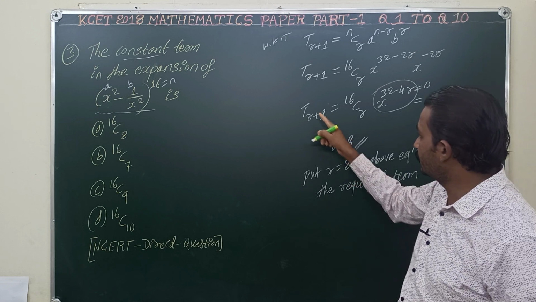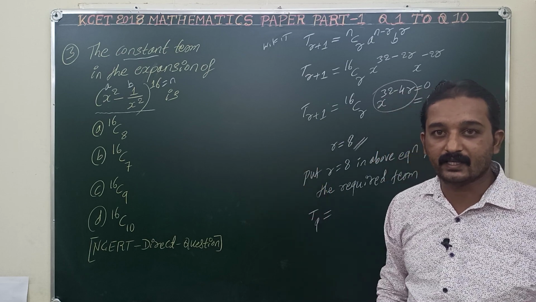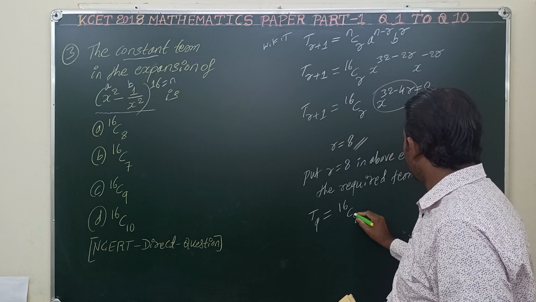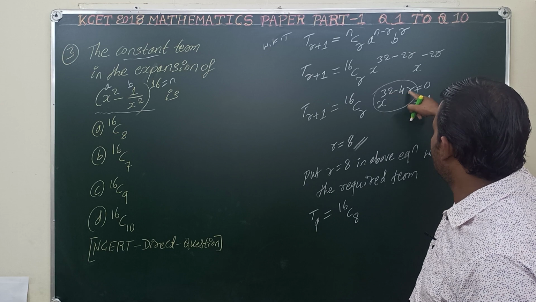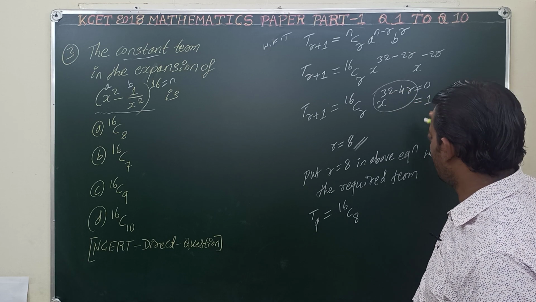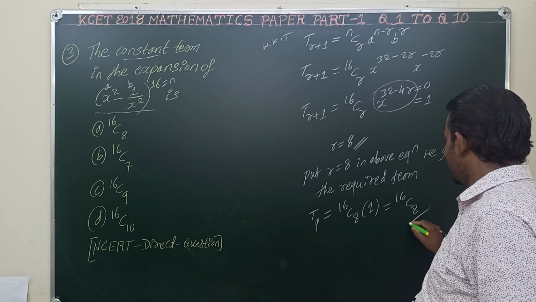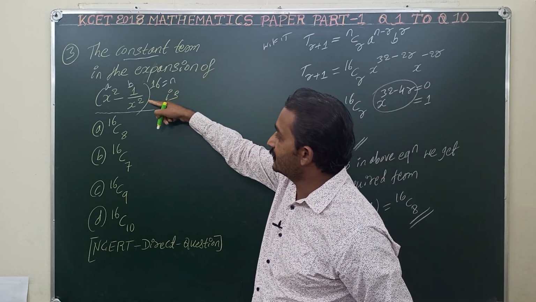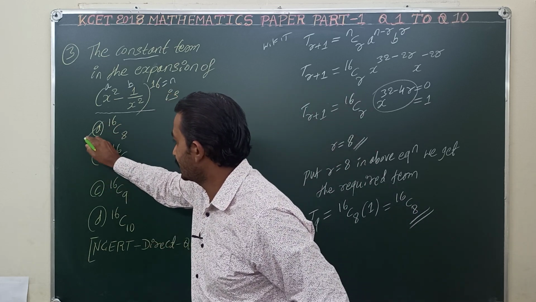So put r equal to 8 means what? T ninth. The ninth term is the constant term in this case. So 16C8, put r equal to 8, this value becomes 0. And then x to the power of 0 is equal to 1. So 1, it is equal to 16C8. 16C8 is the constant term in this expansion. Option A, 16C8, is correct in this case.